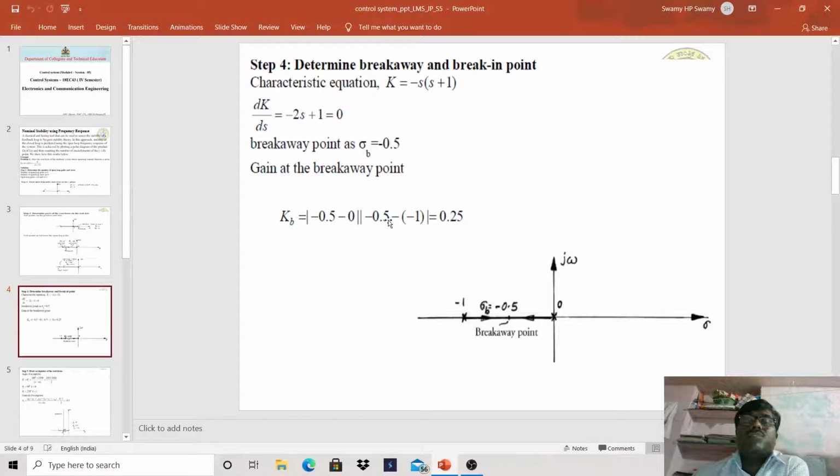Minus 0.5 times minus of minus 1 is equal to 0.25. So this is your breakaway point. One branch of the root locus will be coming from the 0 pole, and another branch will be coming from minus 1. So this point, minus 0.5 on the negative real axis, is the breakaway point.